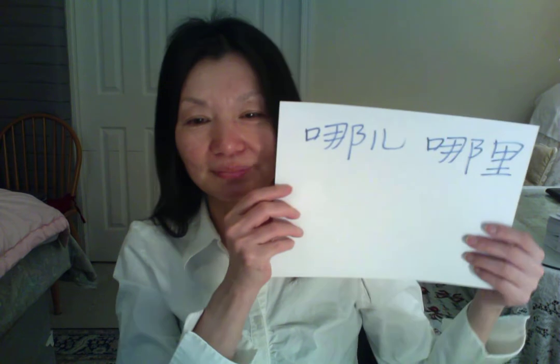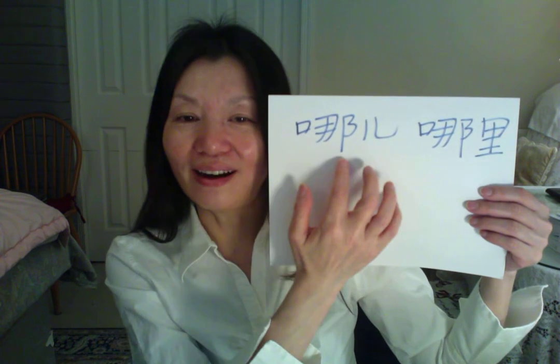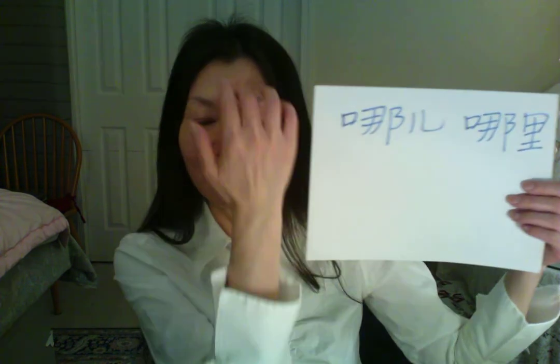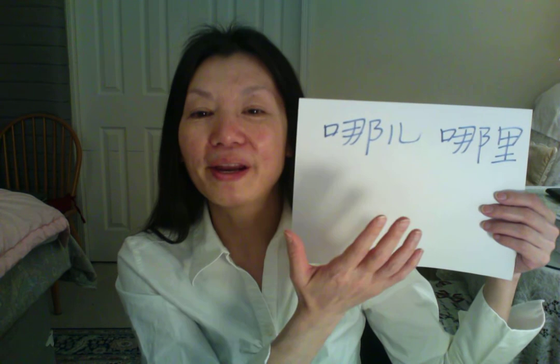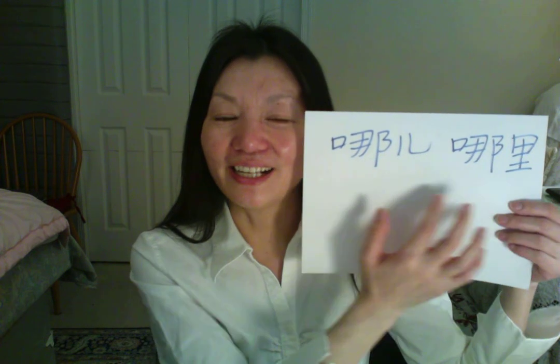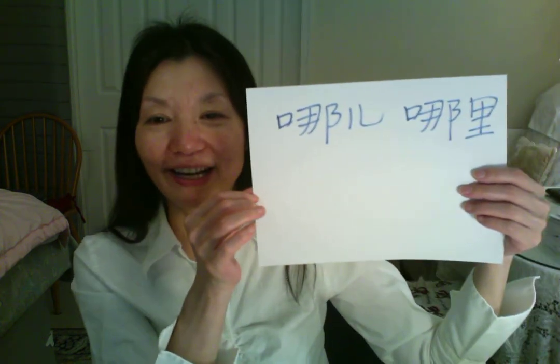哪儿, 哪里. 哪儿 and 哪里 both have the same meaning. Where. 哪儿, 哪里. They ask for a location, somewhere. Try to remember the characters. Okay, next one here.